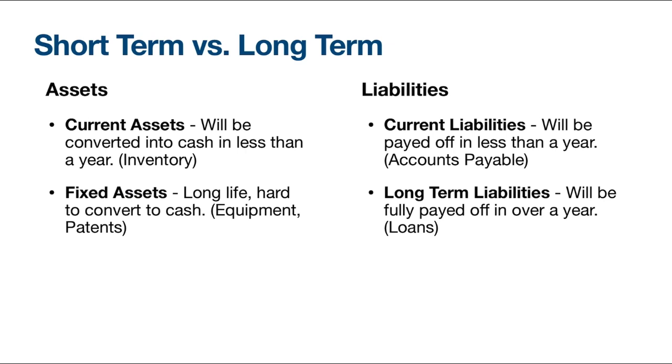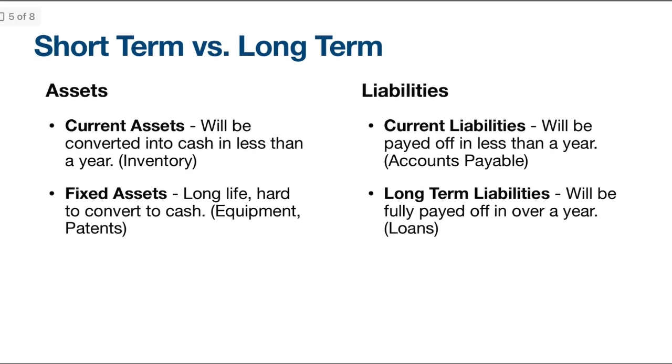Another concept to think about is short-term versus long-term. Typically, short-term is anything less than a year, and then long-term is going to be anything over a year. When it comes to assets, we have current assets. So a current asset is something that will be turned into cash in less than a year. So if we have inventory, we expect to sell that off within a year, and when we sell inventory, it turns into cash. Then we have fixed assets. These are long-term things. They're often pretty hard to convert to cash. If we have equipment, we'd have to sell it on some kind of open market to turn it into cash.